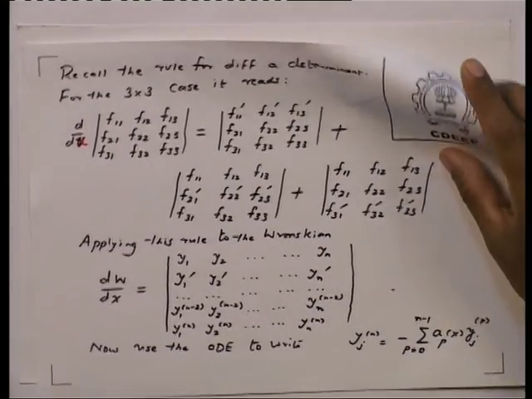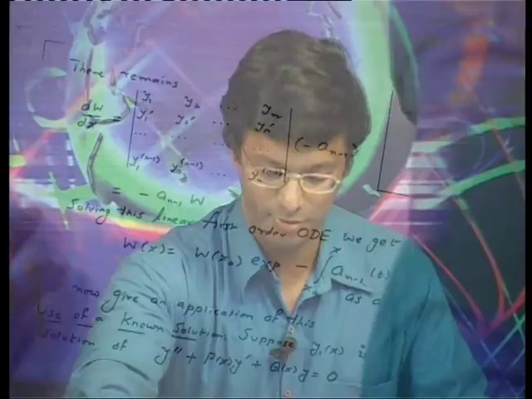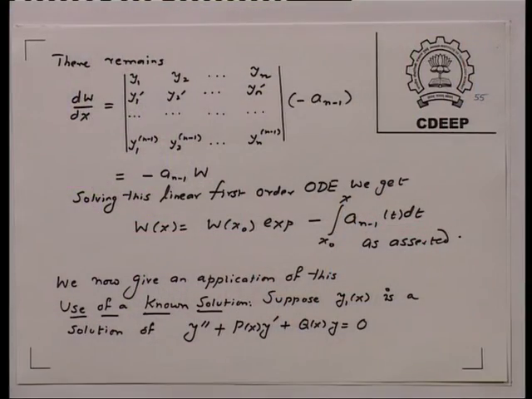So have you finished writing? Let us move on to the next slide. I think I will stop today with this. So there remains dW/dx equal to the Wronskian again times minus a_{n-1}. So dW/dx is minus a_{n-1} W.